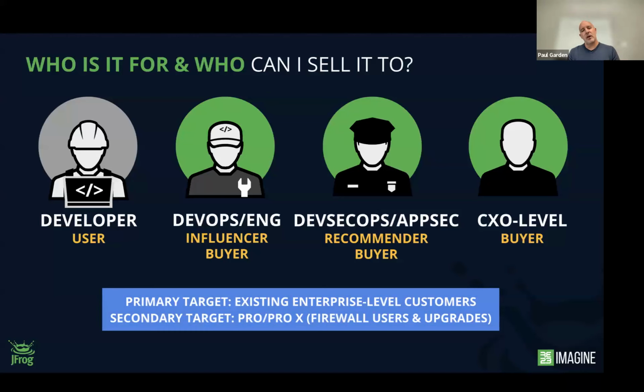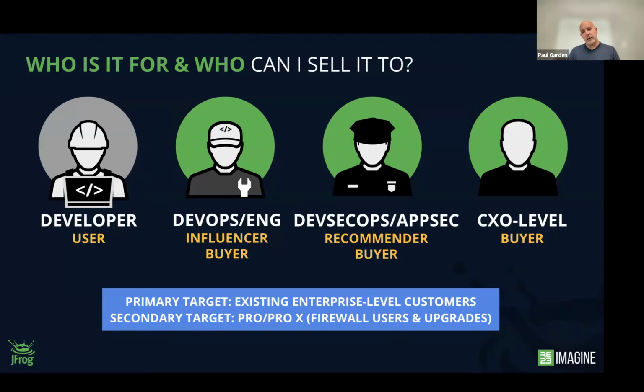Now, the primary target, as you'll see, is curation, which is available to those customers who have Enterprise X or Enterprise Plus. So enterprise level customers are a primary target because they've already got the right subscription. It's just an add-on, so it's very easy. Here's the value, and you just have to add it onto your existing subscription.